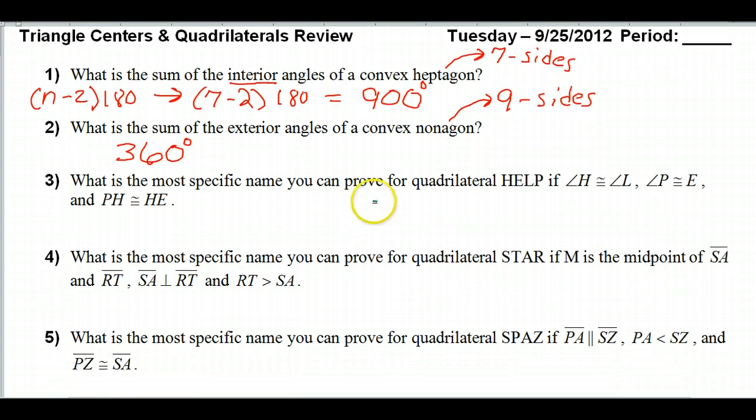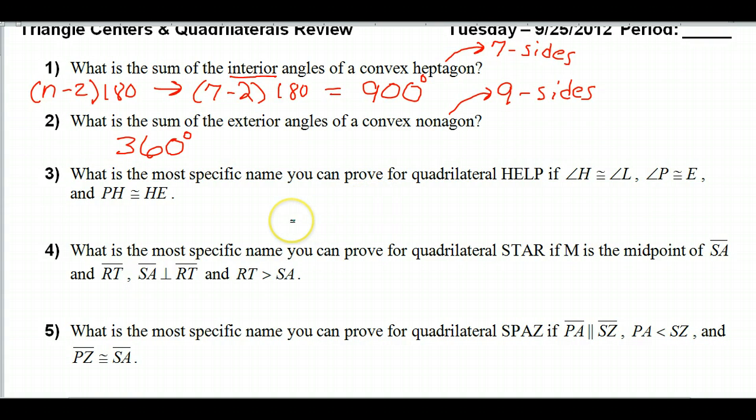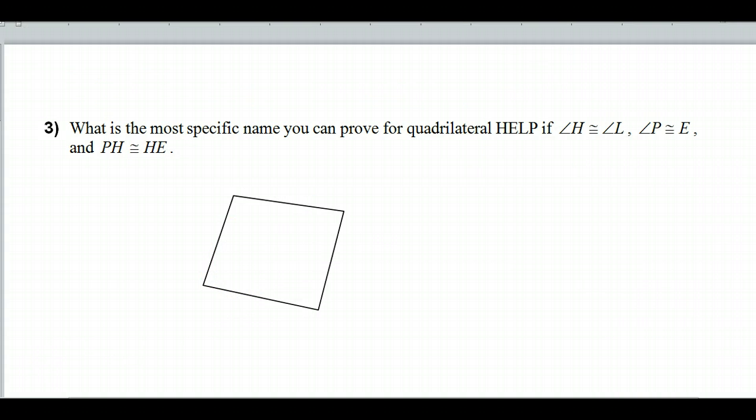Okay, let's look at problem number 3. All right, I've drawn this miscellaneous, not to scale quadrilateral to help me out. So I'm going to call this quadrilateral HELP.